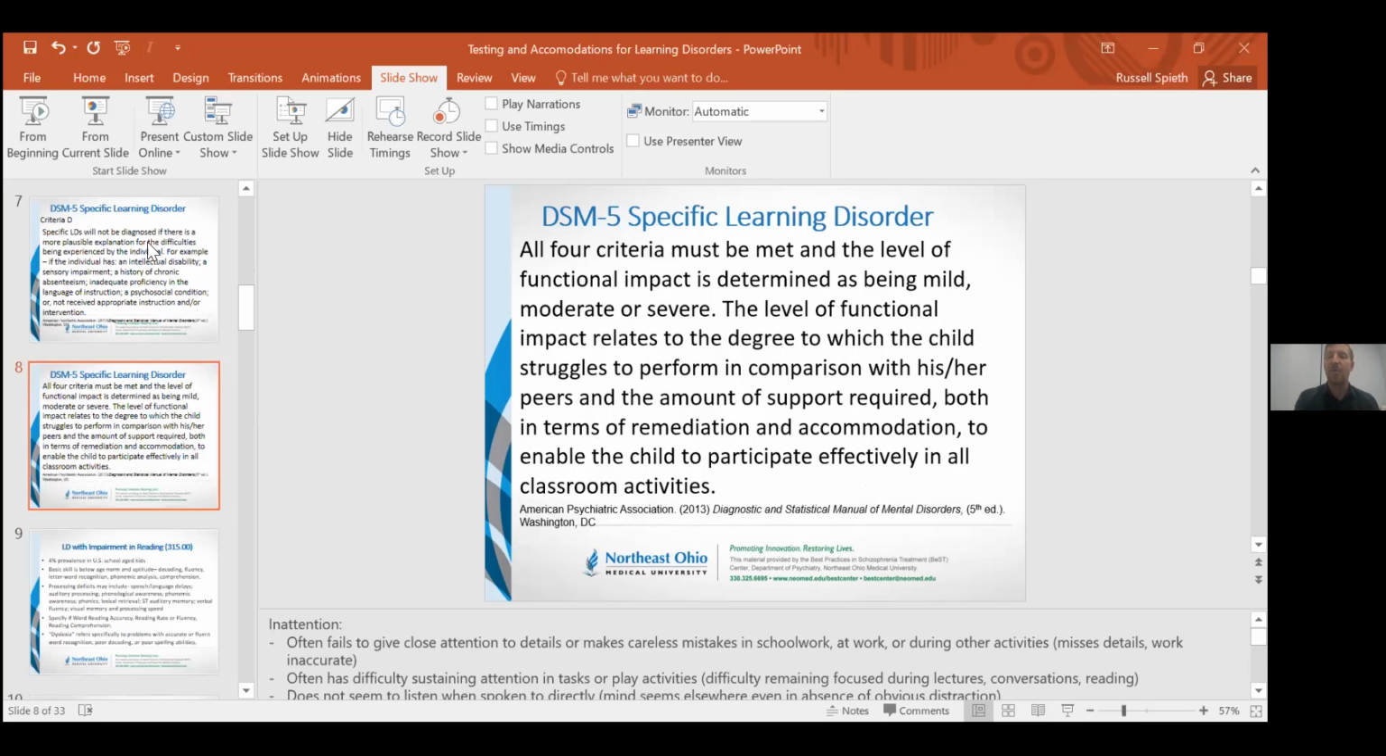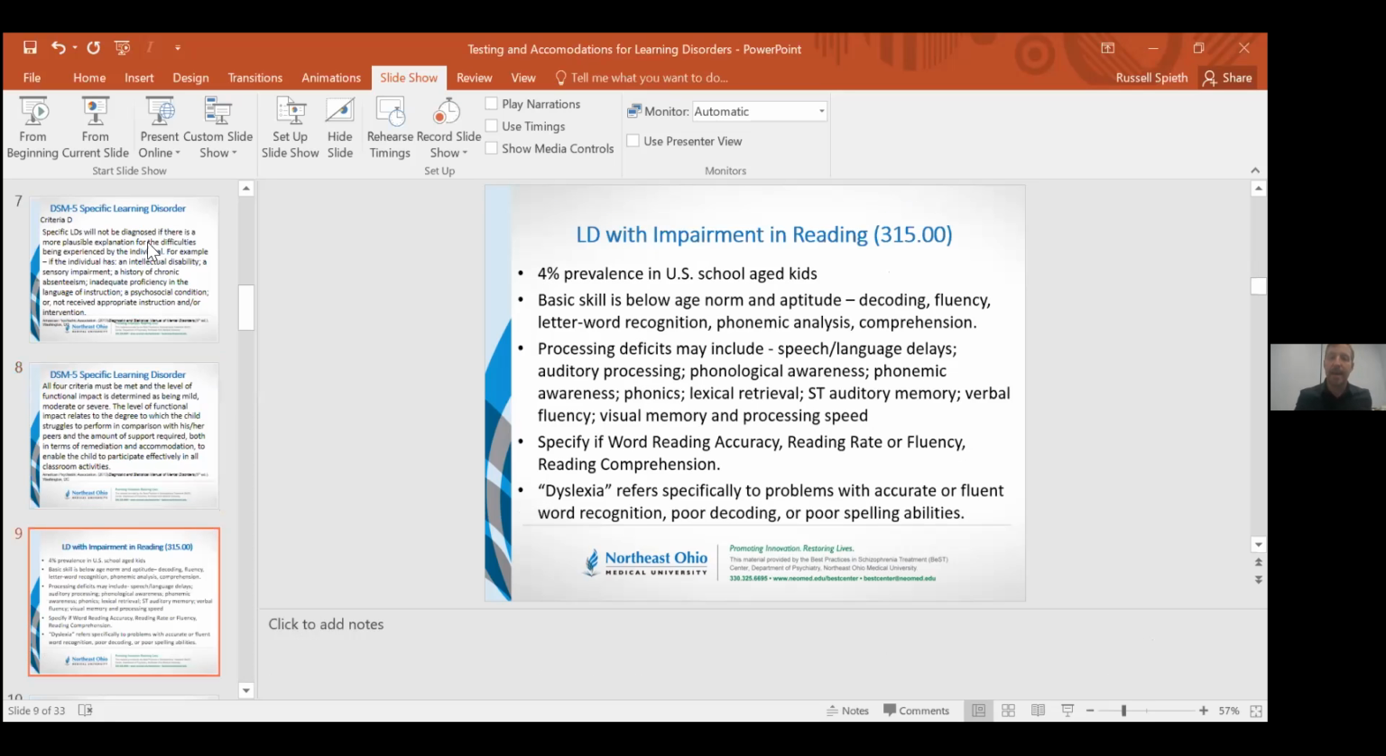So essentially all 4 of those criteria must be met, and then you determine the level of functional impairment, like in other aspects of the DSM-5, as mild, moderate, or severe. It really has to do with that Likert scale, the degree of functional impairment as compared to other peers, as well as the amount of support they need to catch up to or be close in line with their same-age peers. I'm going to really briefly go through this.